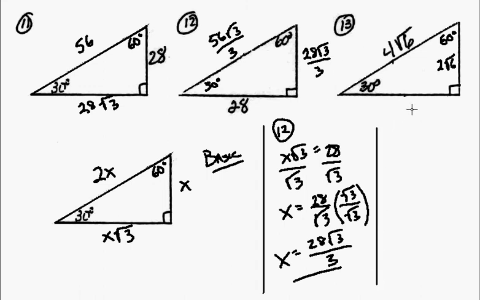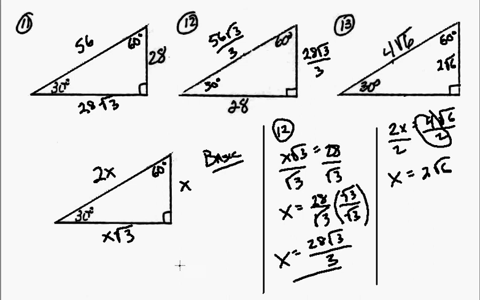So we know that 4 square root of 6 is equal to 2x. So let's write that down. 2x is equal to 4 square root of 6. If I divide both sides by 2, I'll wind up getting x is equal to 2 square root of 6. Right? 4 divided by 2 is 2. So 2 square root of 6.